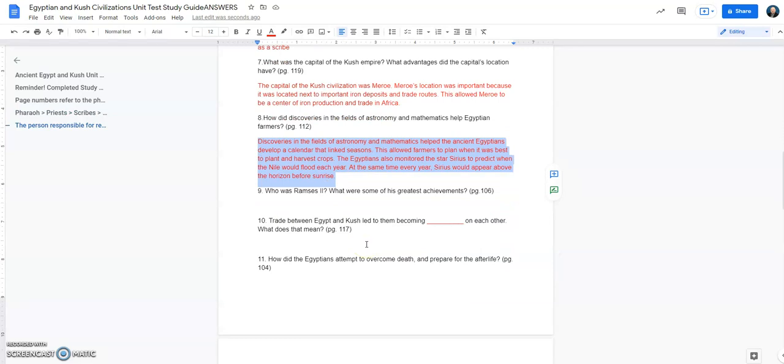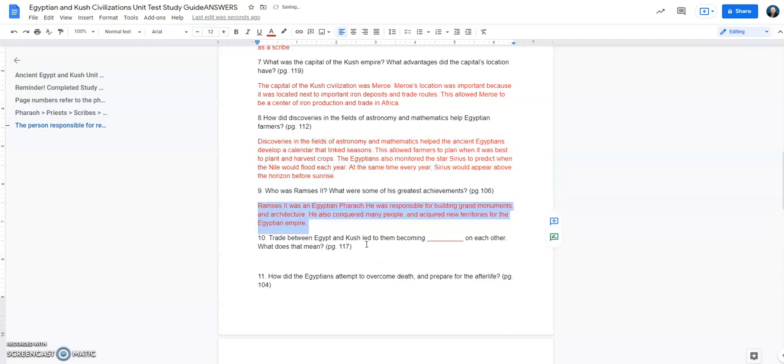Question number 9, who was Ramses II and what were his greatest achievements? So Ramses II was the pharaoh. He was probably the greatest pharaoh in ancient Egypt, and he was responsible for building grand monuments and architecture. Ramses II built more monuments, more architecture. There's more art about Ramses created during his period than any other pharaoh. There is just a ton of stuff created during Ramses' reign because that's what he was all about, right?